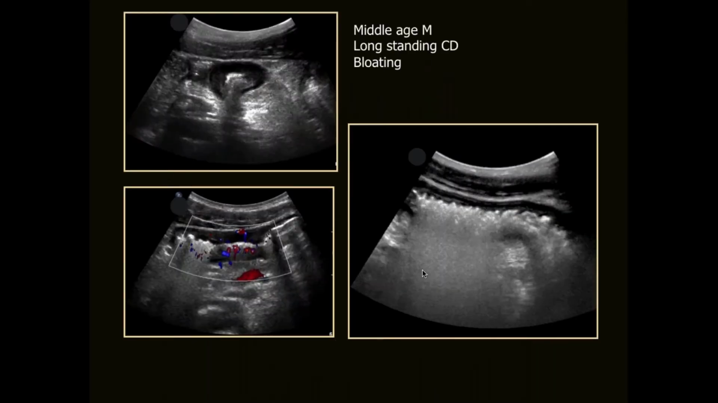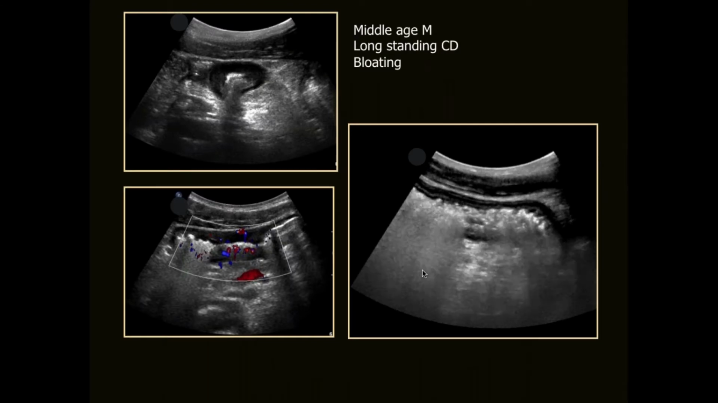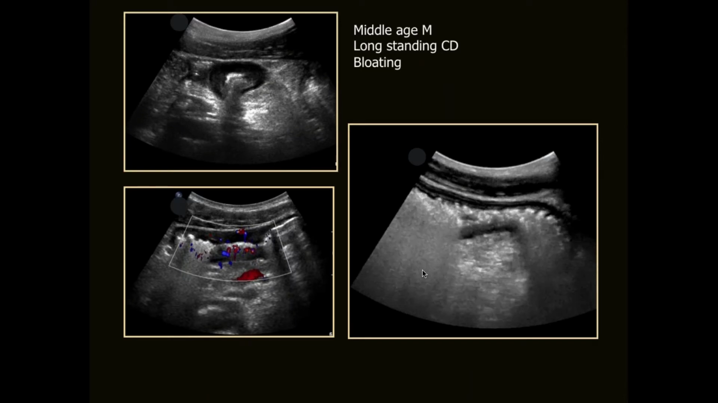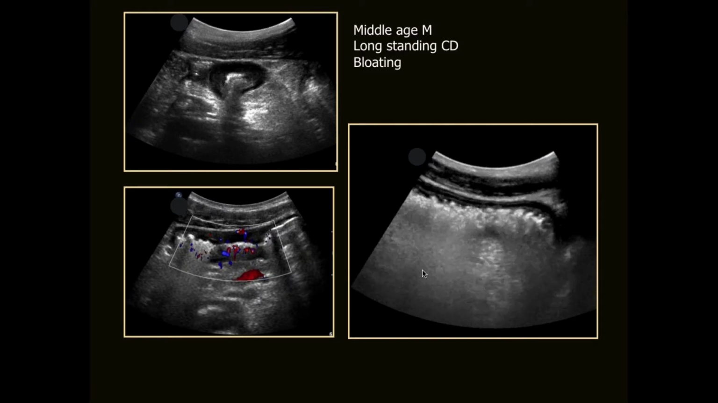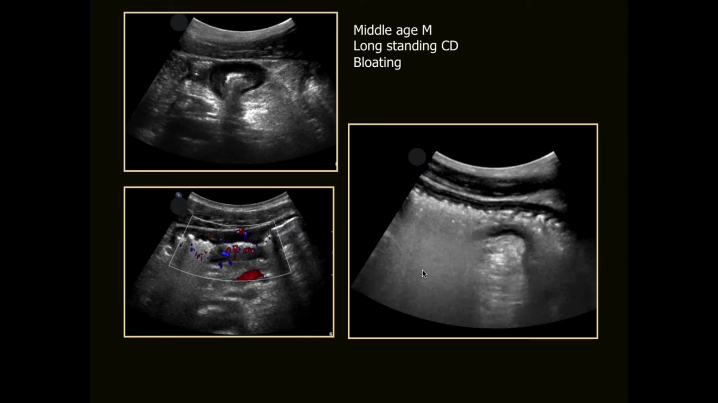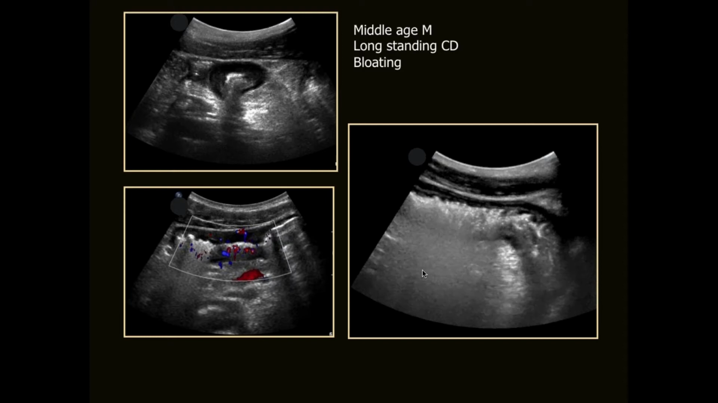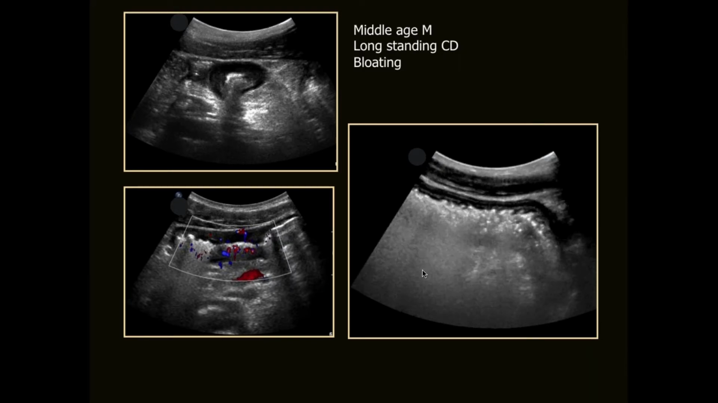Now, I'll just show you one of the patients that we had in this study. This was a middle-aged male with long-standing Crohn's disease and presented with obstructive symptoms of bloating. And I think that ultrasound with CEUS and elastography has a big advantage over CT and MR scan for one very important reason, and that is our ability always to interact with the patients.